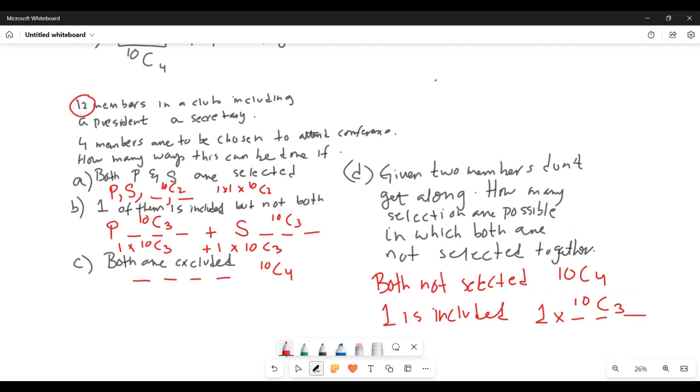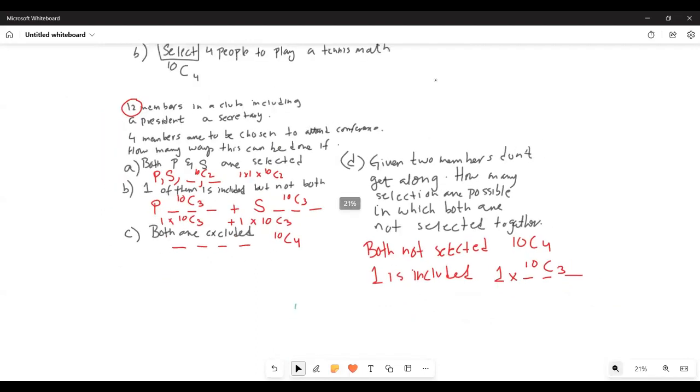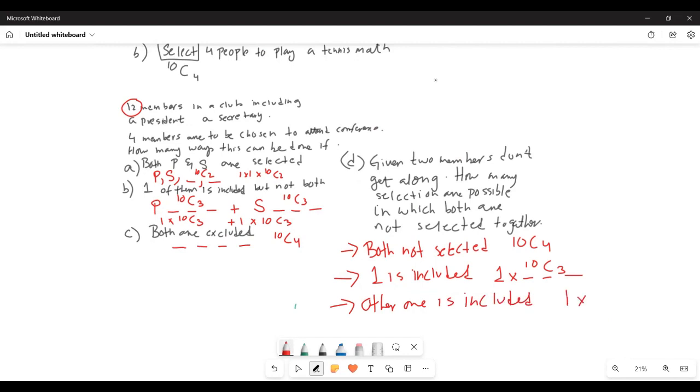And then again, the other one is included. This is the case: both are not selected, 1 is included, or the other one is selected. So he has 1 spot reserved, and then take away another one because the other one is not included now, and times 10C3. So the answer should be 10C4 plus 10C3 plus 10C3. Or you can also do 10C4 plus 2 times 10C3.